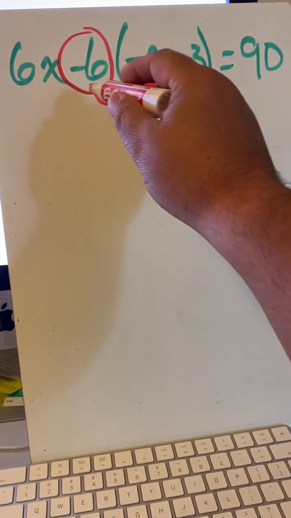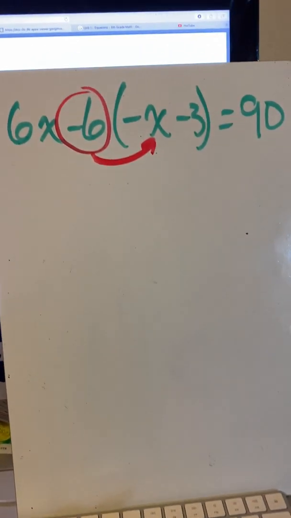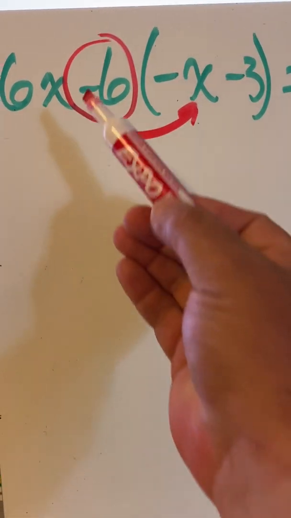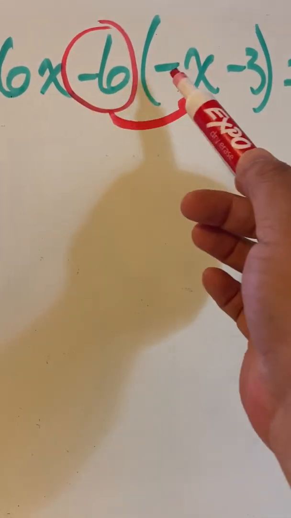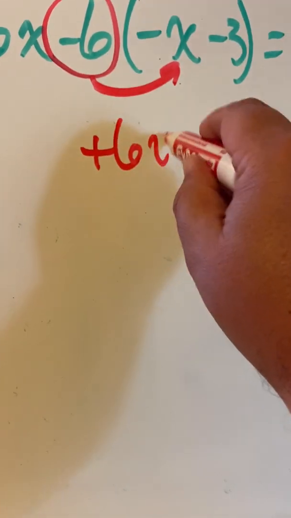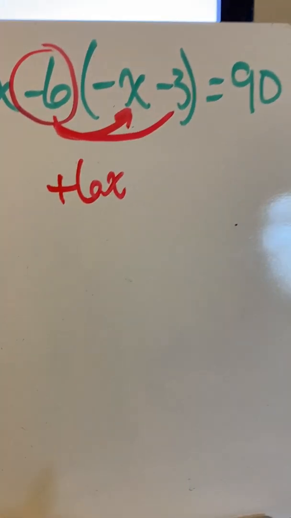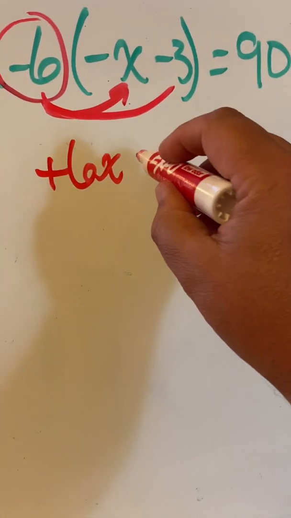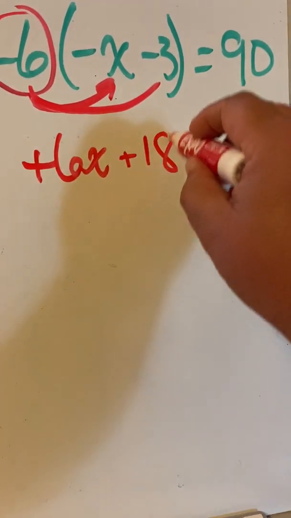A negative 6 times negative x. That's a key right there. It's a negative 6, and you're multiplying it by a negative x. It becomes a positive 6x. Distribute the negative 6 to the negative 3. It becomes a positive 18.